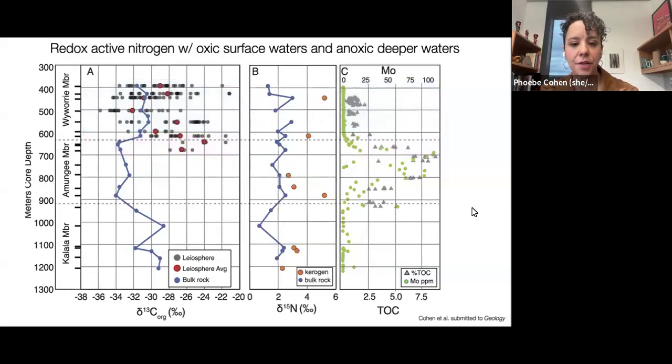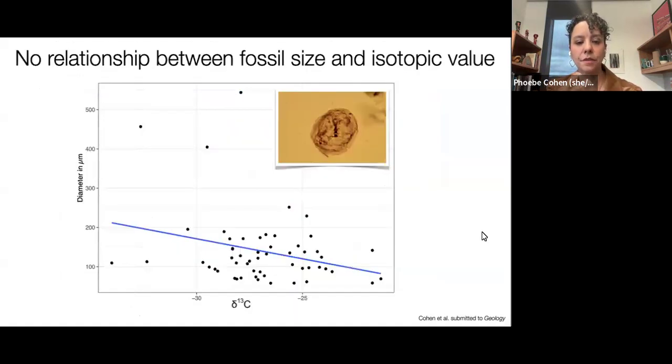Okay, and then the middle panel here, Chris also ran kerogen and bulk nitrogen to give us a little more information about what's happening in the water column. These slightly positive values are a hallmark of Mesoproterozoic strata and point to a redox active nitrogen cycle, cycling between oxic surface waters and anoxic deep waters. Another thing to note is that there's no relationship between fossil size and isotopic value. So we have delta C13 on the x-axis and diameter in microns of the fossils on the y-axis. This also gives you a sense of the size range of the fossils that we were looking at.